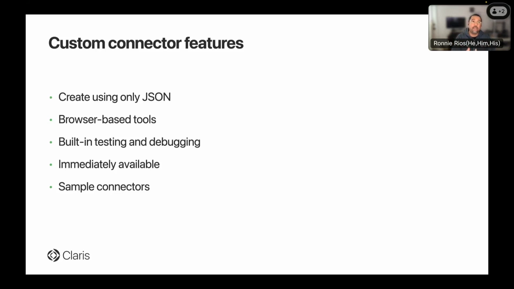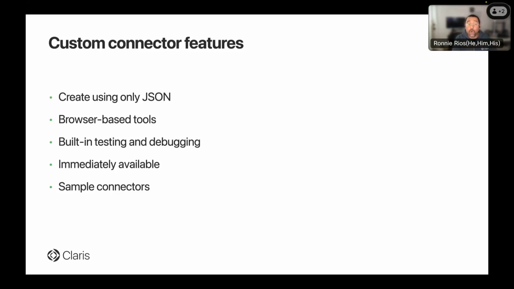JSON is a data formatting. It's an expression of data, right? So you can format data, and we're using a particular schema of JSON to be able to describe the connector itself. So there's not really logic built into this, and there's no programming there.